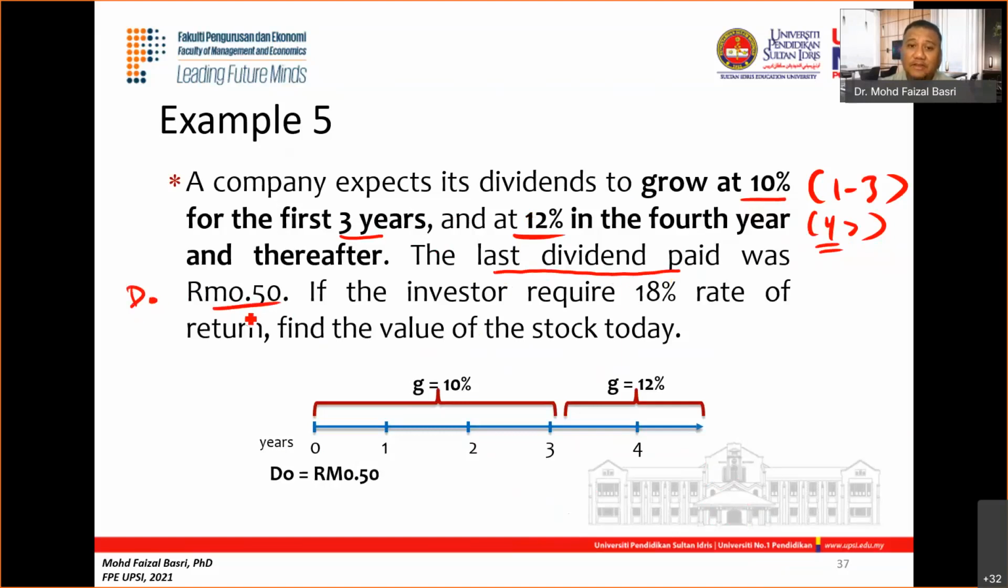The same rule applies. Kalau dia guna the expected dividend will be 50 cents, then we know that's D1, so we start with D1. But in this case, they gave us 50 cents as the last dividend paid, so this is our D0. So for step number 1, we're going to start with D0. And the K is 18%. The required rate of return is 18%, so this is our K. The question asks us to find the value of stock today, or in other words, to find P0.